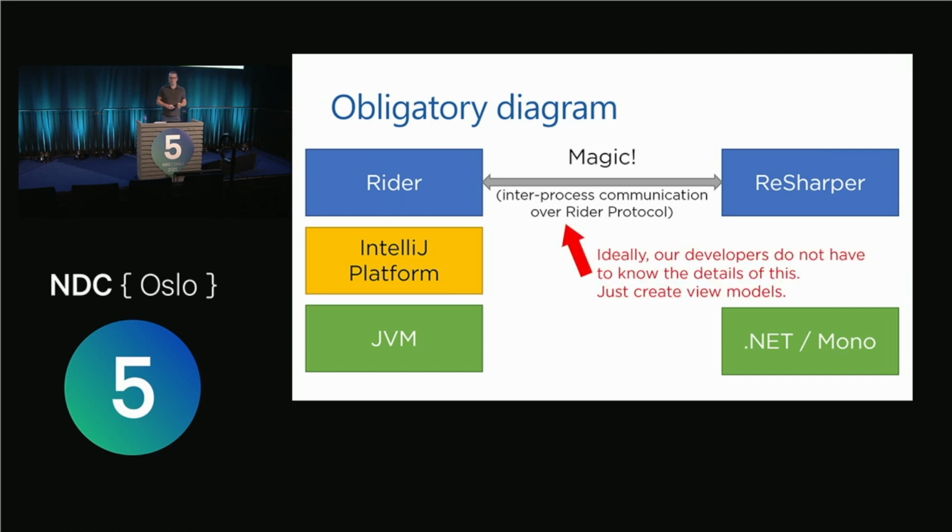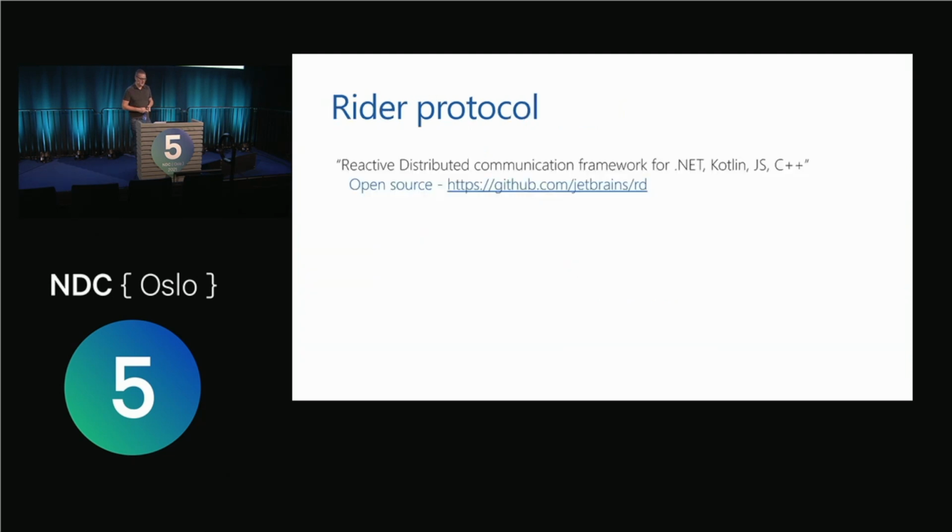One additional requirement, though: our developers should not all know all of the tiny little details of this model. Ideally, they would just go in there, build a feature, and not have to think about this conflict resolution, for example. Have all of those things in the protocol so they would not be confused or spending time on fixing those things. Just create view models, subscribe to them, push data into them, etc. So we came up with the Rider protocol. It's a reactive distributed communication framework that currently runs in a lot of languages: .NET, Kotlin, JavaScript, C++.